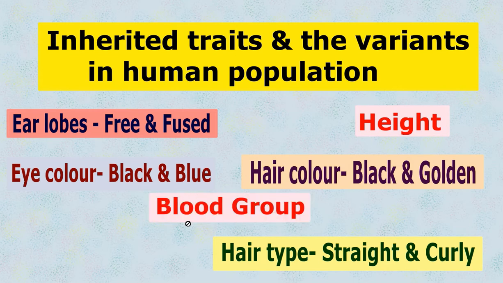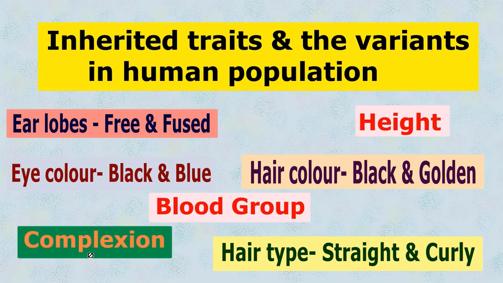Blood group. Various kinds of blood groups: A, B, AB, O, and the Rh factor, which is known as Rh factor positive or negative. So all these blood groups, A positive, A negative, B positive, B negative, AB positive, AB negative, O positive, O negative, are all inherited from the parents. And complexion also. Different kinds of complexions, like dark complexion, intermediate complexion or fair complexion. So this is also one of the inherited traits. Its various variants are observed in the human population.